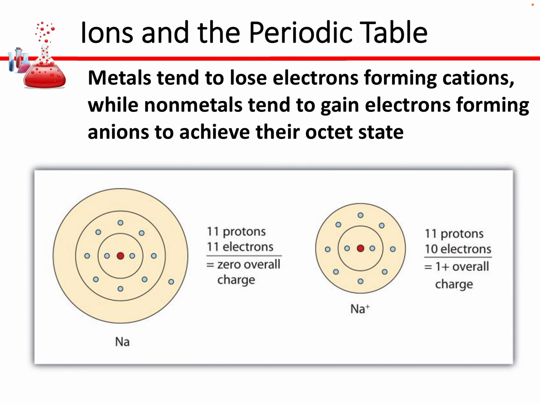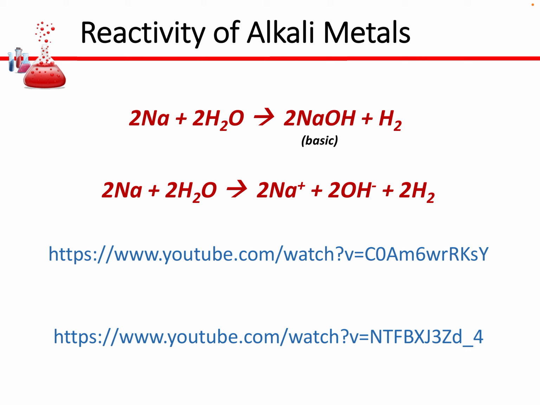So part of it is just getting used to seeing the names. Nitride, sulfide, bromide, iodide, all of those would be the IDE ending. But you can be sure anytime you see an IDE ending, that means that it's an anion and has gained electrons.